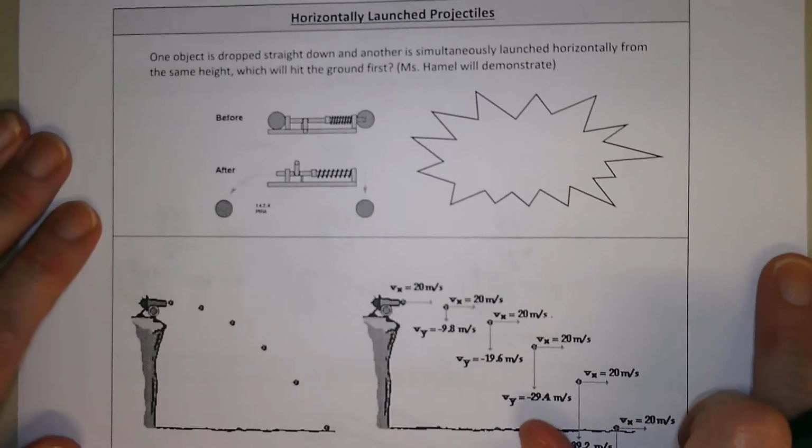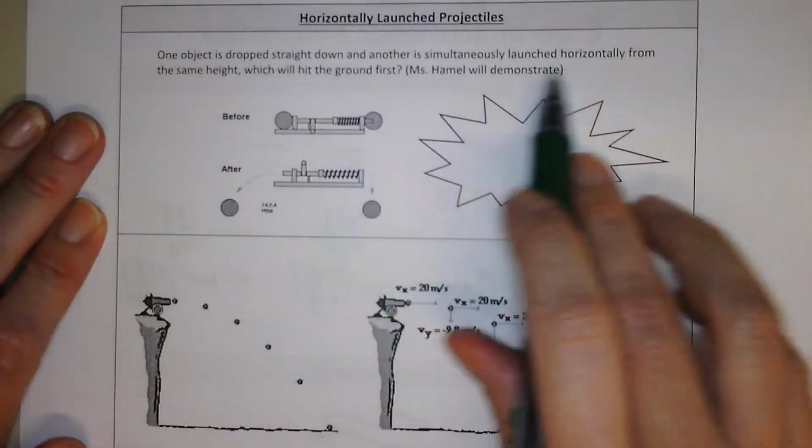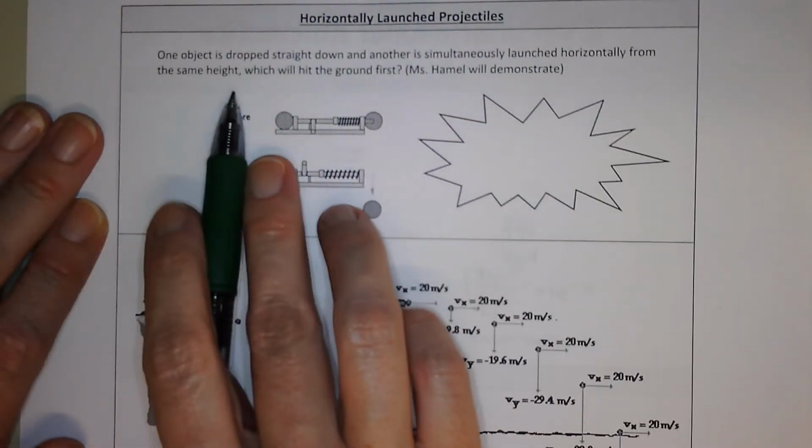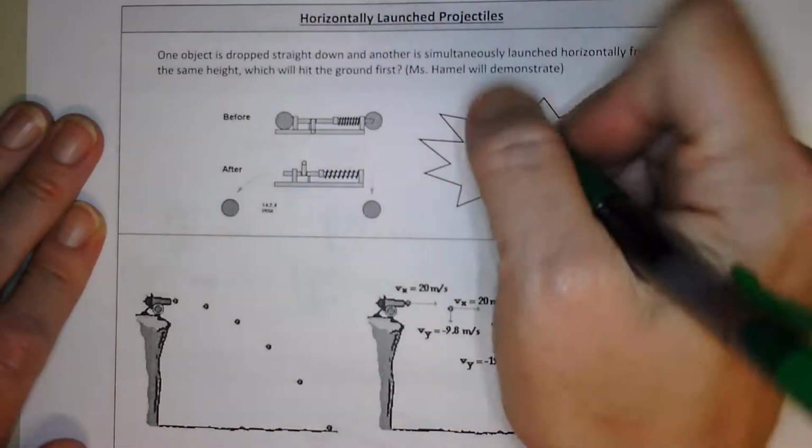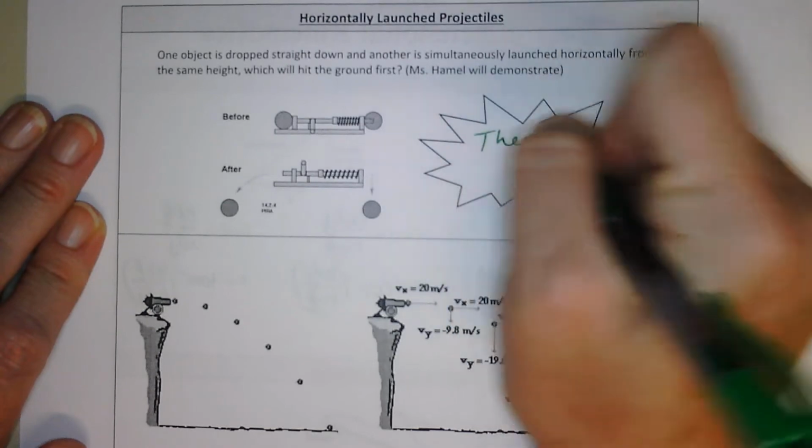I don't have this demonstration right this second, but I'll show you in the classroom. One object is dropped straight down and another is simultaneously launched horizontally from the same height. Which will hit the ground first? Trick question, they hit at the same time.